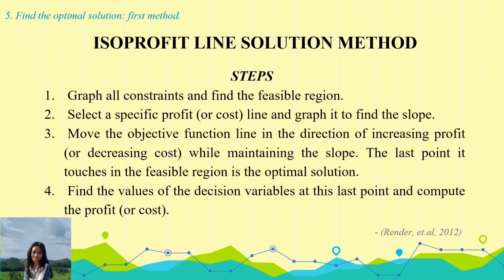There are 4 steps. First, graph all constraints and find the feasible region. Second, select a specific profit or cost line and graph it to find the slope. Third, move the objective function line in the direction of increasing profit or decreasing cost while maintaining the slope. The last point it touches in the feasible region is the optimal solution. Fourth, find the values of the decision variables at this last point and compute the profit or cost.